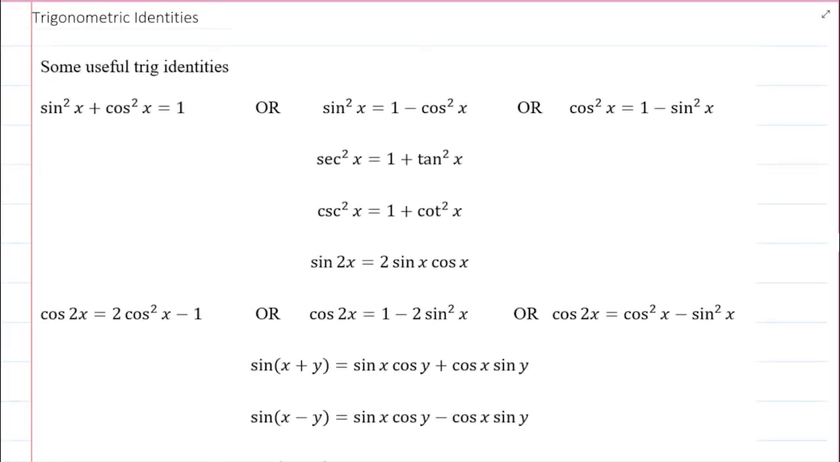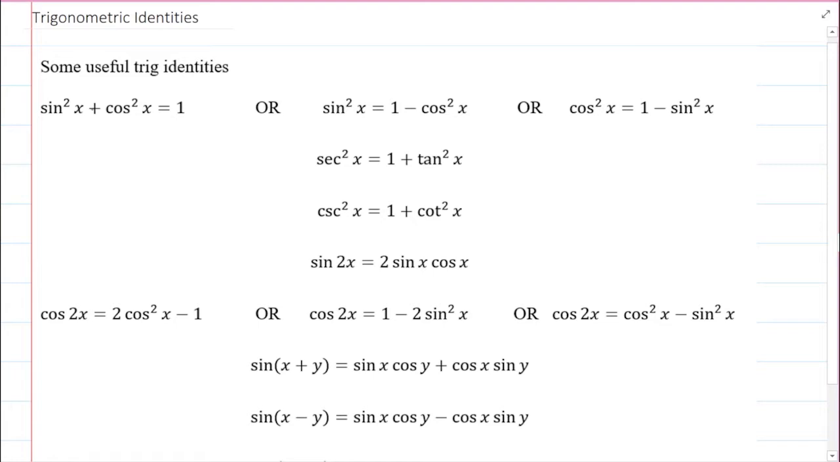Here are some useful trigonometric identities. This first one is the result of the Pythagorean theorem on the unit circle. Sine squared plus cosine squared equals 1. We can rearrange it and solve it for sine squared. That would be 1 minus cosine squared, or we can solve it for cosine squared. That would be 1 minus sine squared. So these are essentially the same identities.